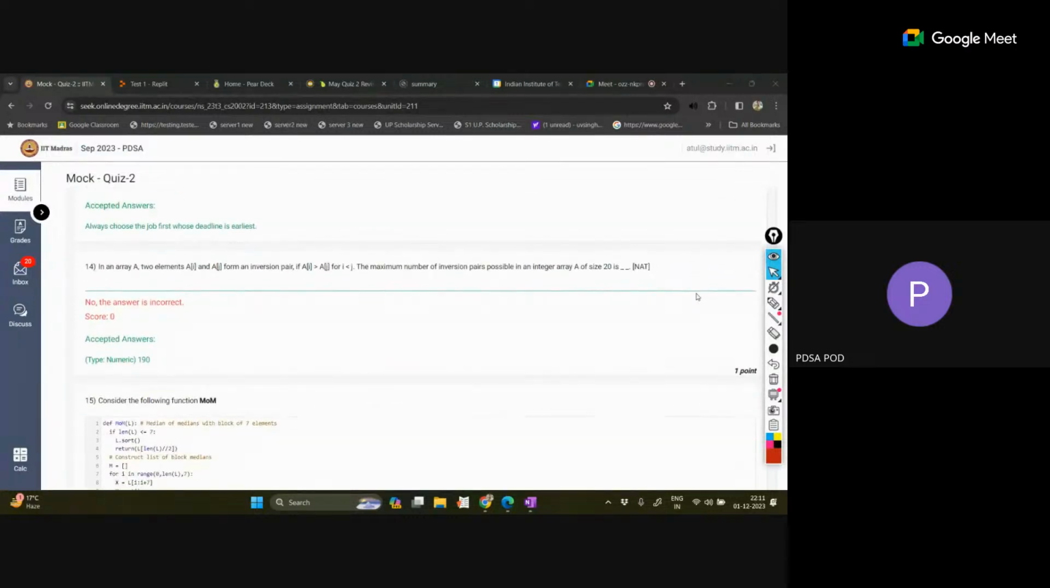And the next problem is 14. I think this is easy. You can directly use this formula for this.